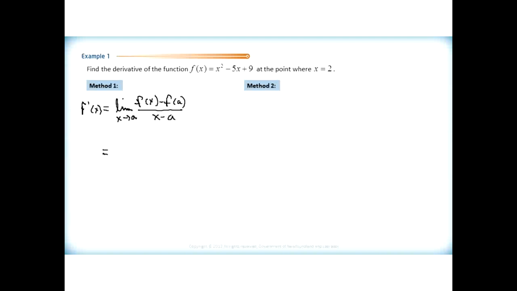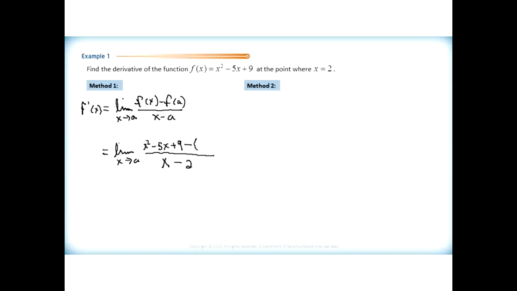So we fill in the details for that one, and that's going to be the limit as x approaches a of f of x, which is x squared minus 5x plus 9, and then we're going to subtract the value of the function at a, and then in the denominator we're going to have x subtract just the value of a, which we know is 2.